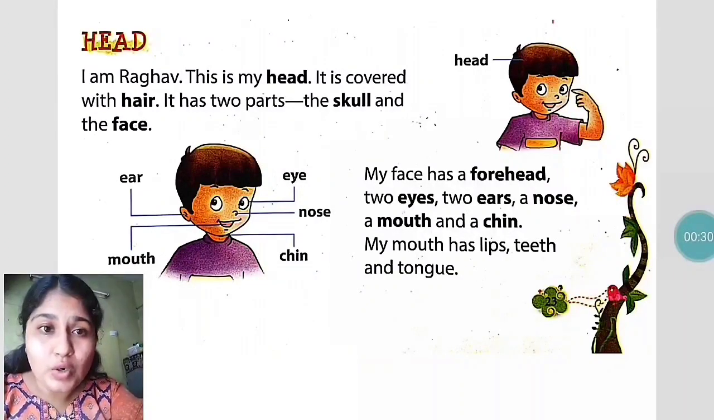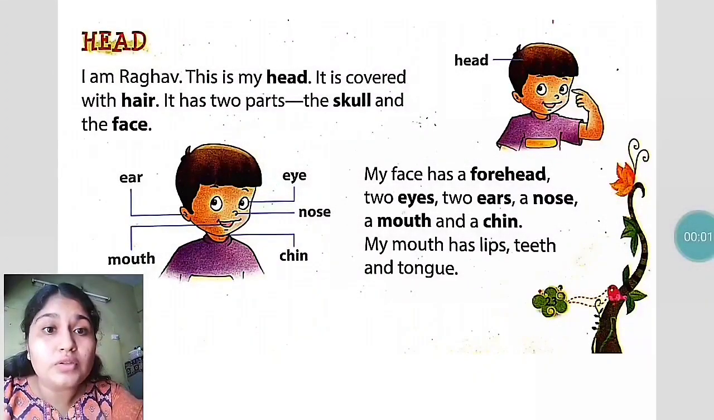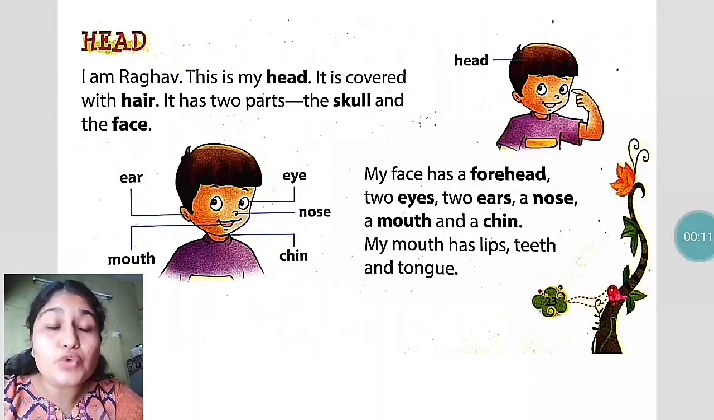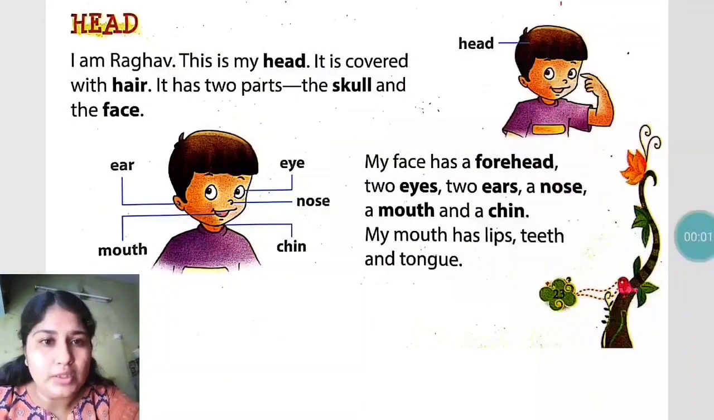So students, what is the function of our eyes? Through eyes, we can see, we can observe the things. We can see pictures, movies, cartoons, etc. What is the function of ears? We can hear any voice. Nose. What is the function of nose? To smell. Mouth. Mouth has lips, teeth and tongue.